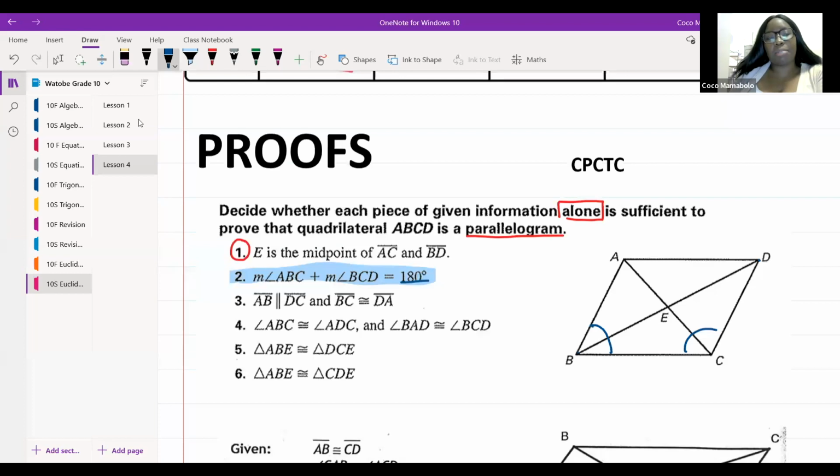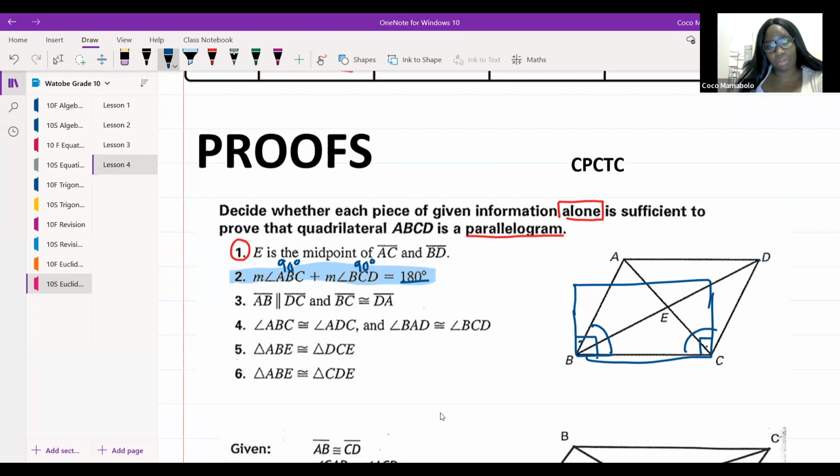Now, does it mean that if this angle, let's say for instance, this angle B was 90 degrees and this angle C was 90 degrees, what kind of shape am I drawing? A rectangle. And the 2 angles are going to add up to 180 degrees. Do you agree with me? Yes, ma'am. Is my shape still a parallelogram? No, it's not.